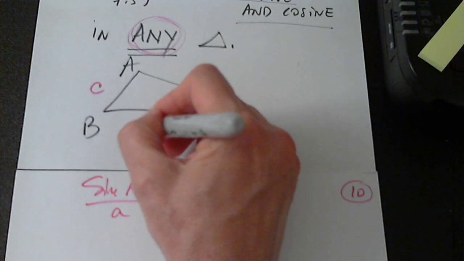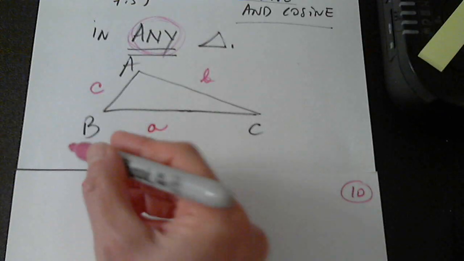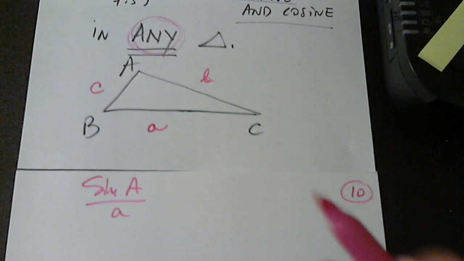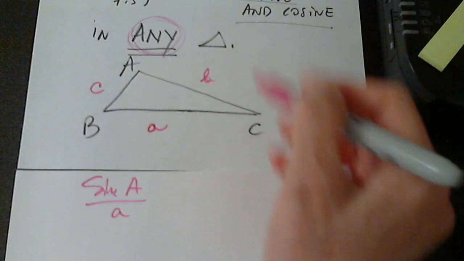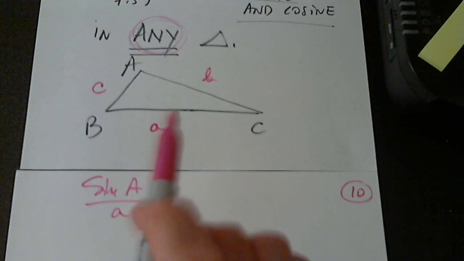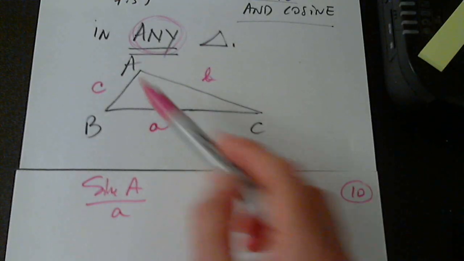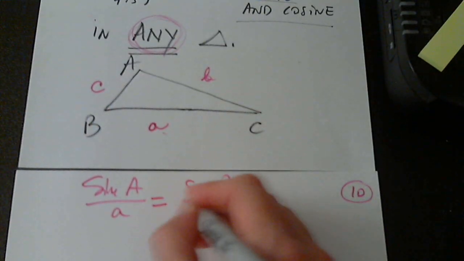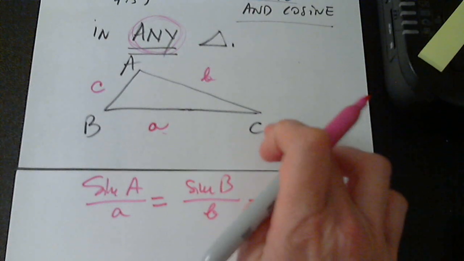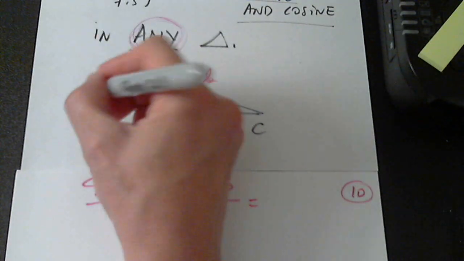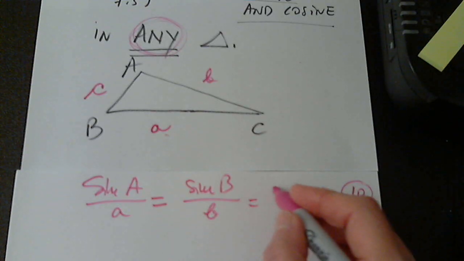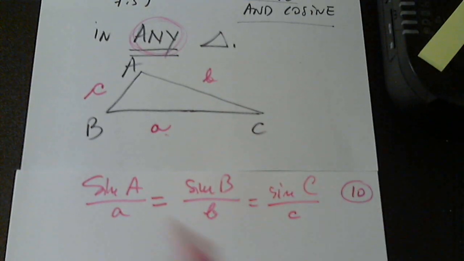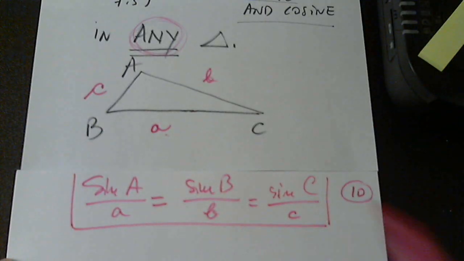Sine A, again, just to make sure, the opposite of A has to be denoted by A, the opposite of B has to be denoted by B, the opposite of C has to be denoted by C. So then, law of sines says, sine angle A divided by A must equal sine angle B divided by B must equal sine angle C divided by C, so sine C over c. This is law of sines.